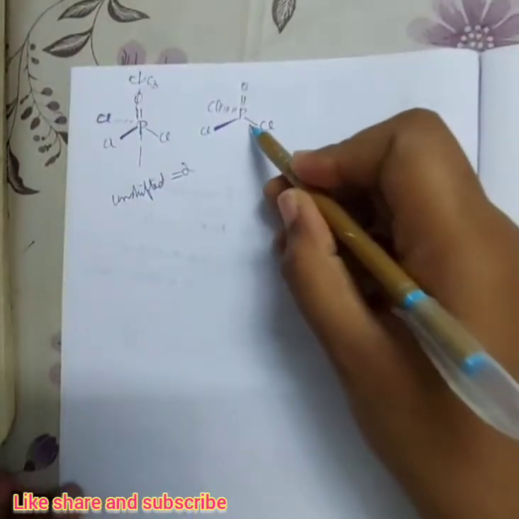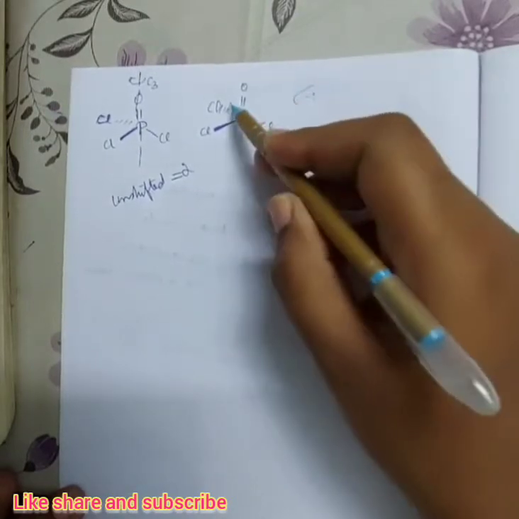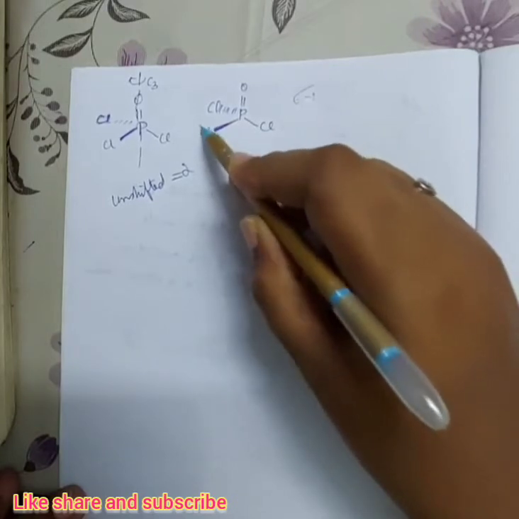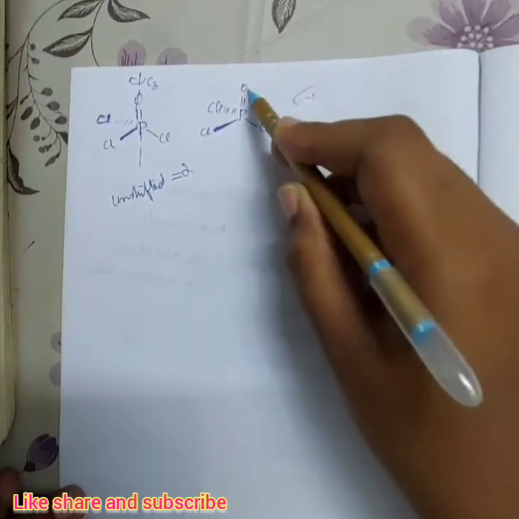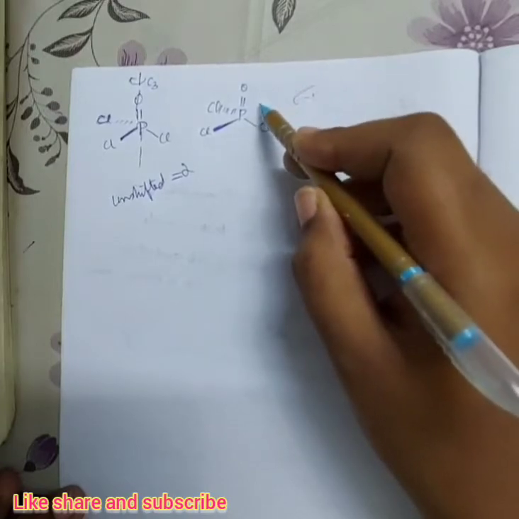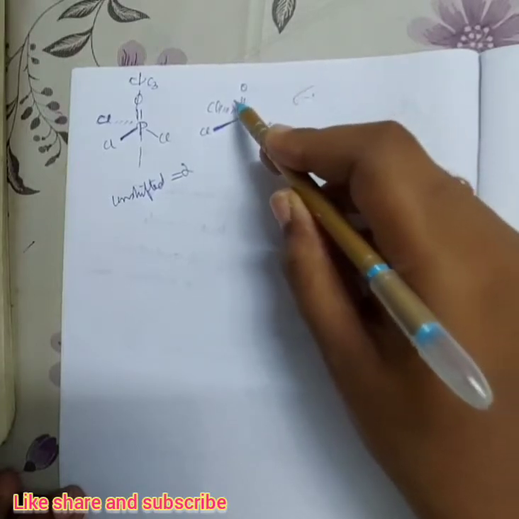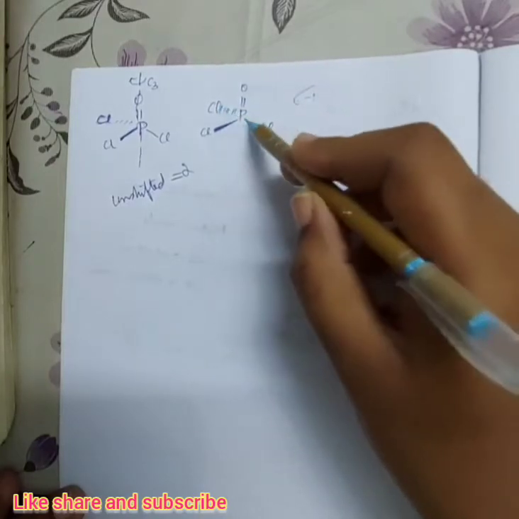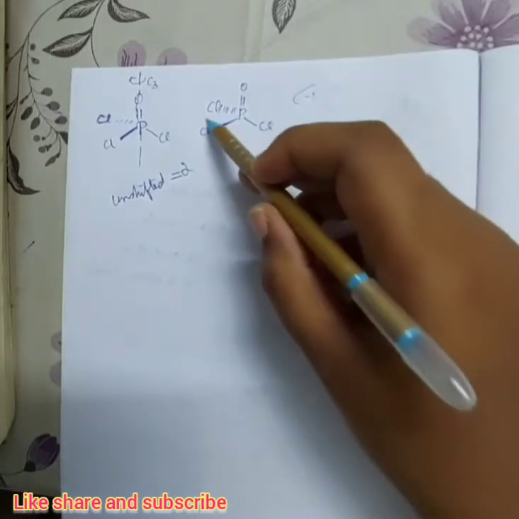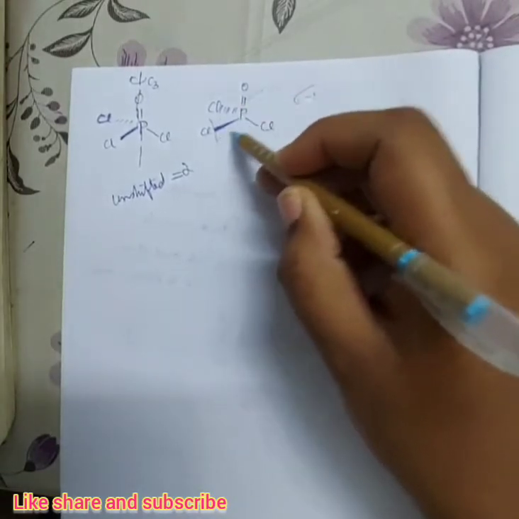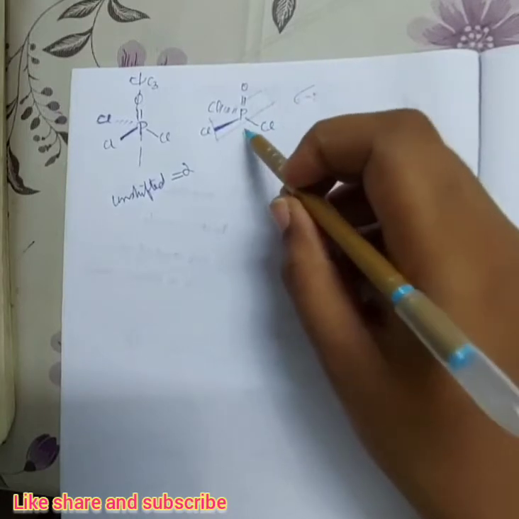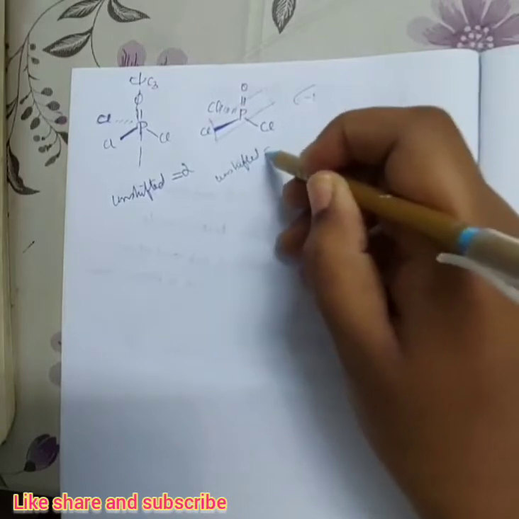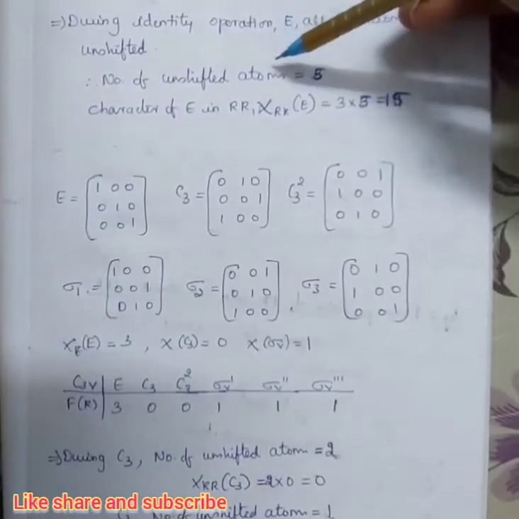So in the case of sigma planes, one plane will pass along this chlorine and phosphorus and oxygen. Another, sigma dash, will pass along this chlorine and the phosphorus and oxygen, and another one will pass along this chlorine and the phosphorus and oxygen. So whenever a mirror plane of symmetry is applied to this molecule, we can find the unshifted atoms as 3. So here you can see the number of unshifted atoms.